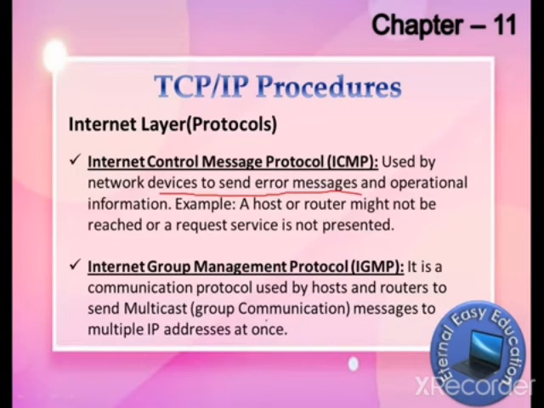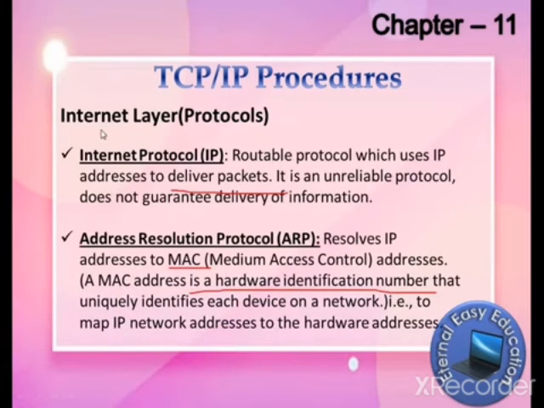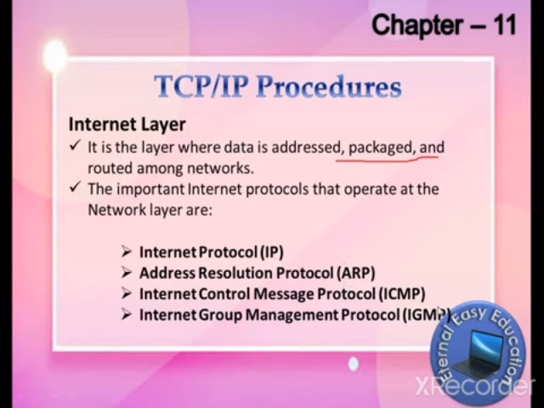Then internet group management protocol is a communication protocol used by hosts and routers to send multicast messages, that means group messages, to multiple IP addresses. That means a message is passed to many devices at a time, and it is taken care of by internet group management protocol. So what are the four protocols of the internet layer? IP, ARP, ICMP, IGMP. Good.